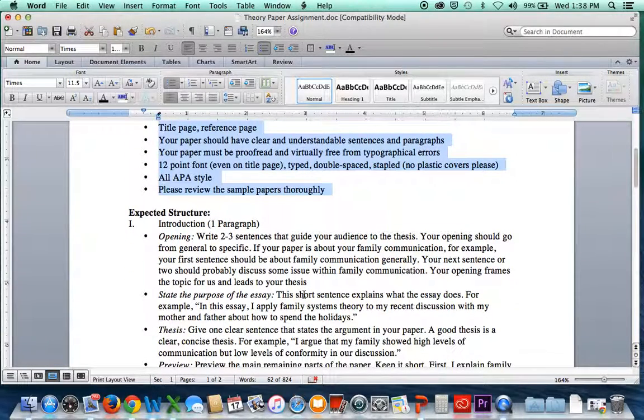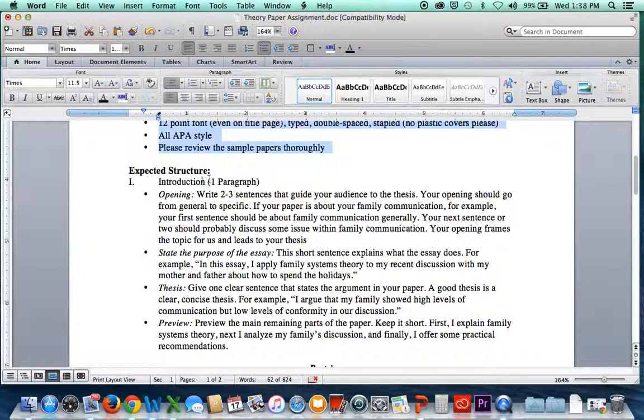All right, so here's the expected structure. You're going to have an introduction paragraph, and I want these 4 parts. First, an introduction or opening where it's 2 to 3 sentences that guide the audience down to your thesis. You can read through the details here, but some kind of opening sentence or a few sentences there that guide us into the topic of the paper. Then state the purpose of the essay, and that is pretty straightforward. Something like, in this essay, I apply family systems theory to my recent discussion with my mother and father about how to spend the holidays.